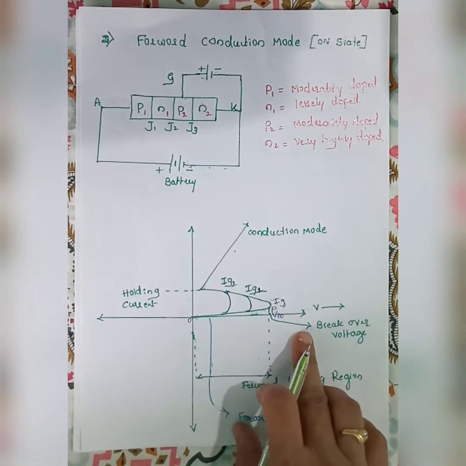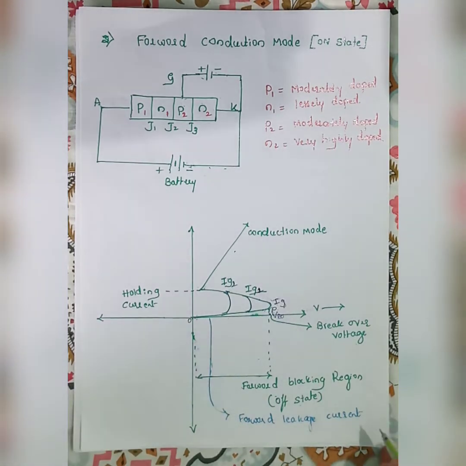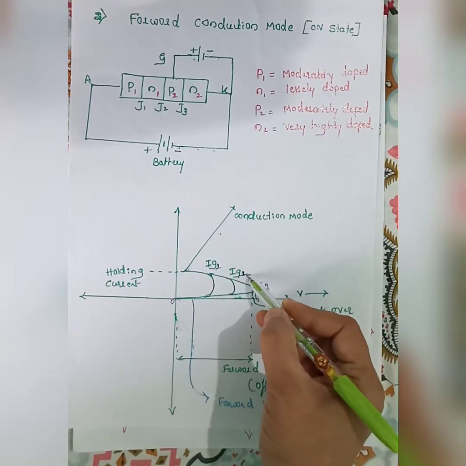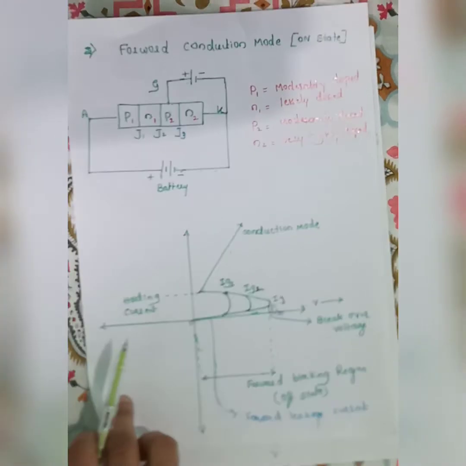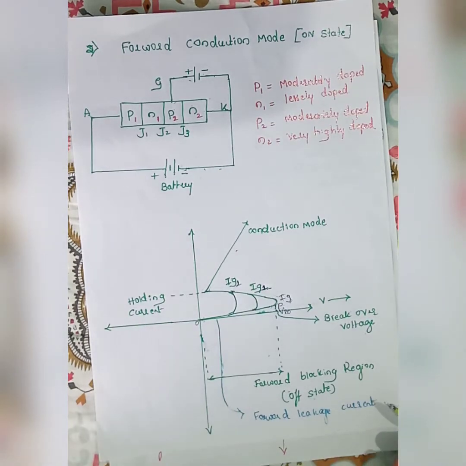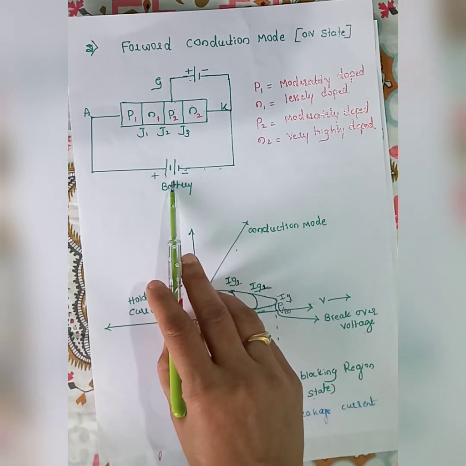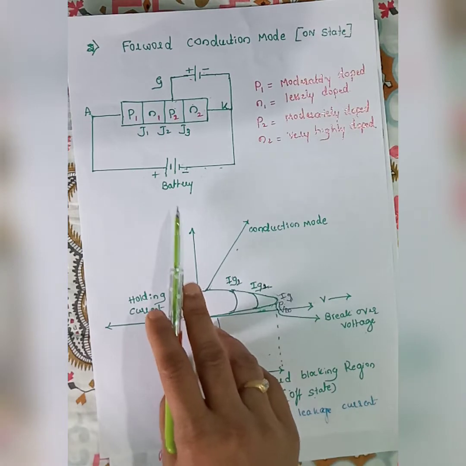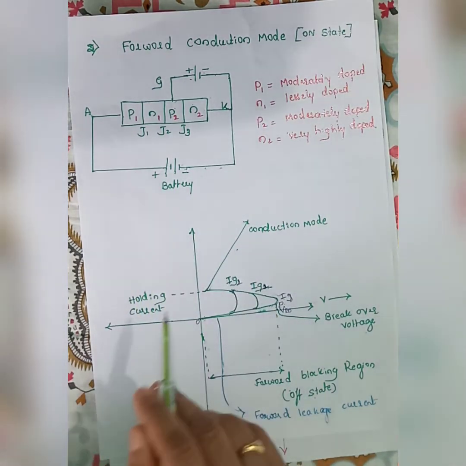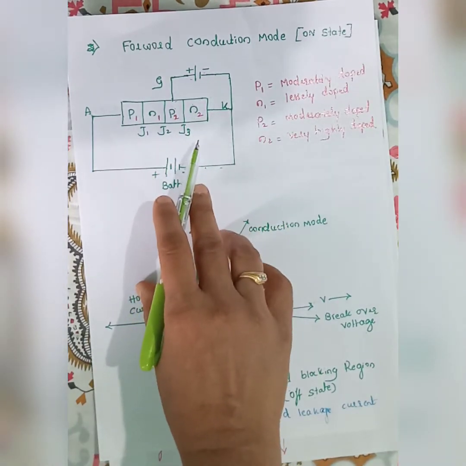Here, if we raise the gate current still higher, say IG is equal to IG1, what happens? The SCR turns on earlier. With this, we come to one conclusion: the higher the gate current, the lower the forward anode voltage. Once the SCR turns on, it starts conducting forward current. If we remove the gate current, the SCR still remains in the on state.